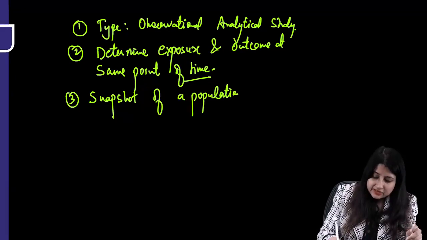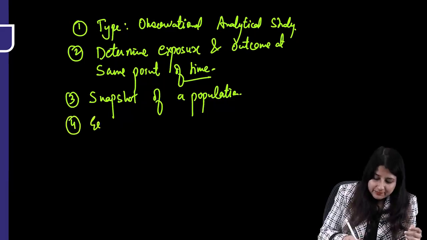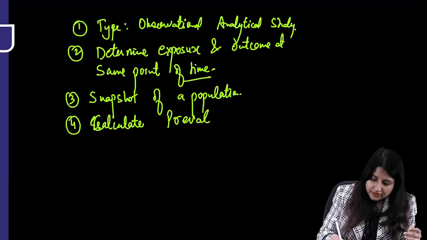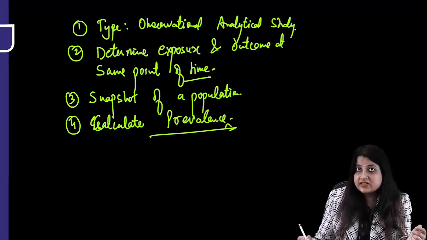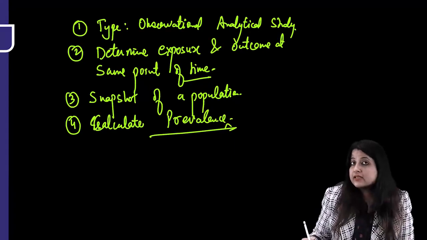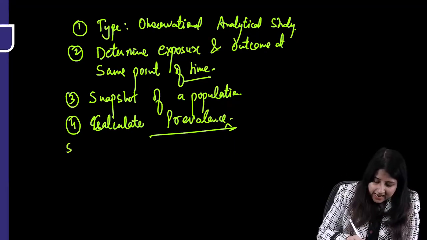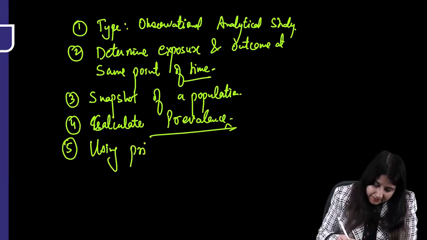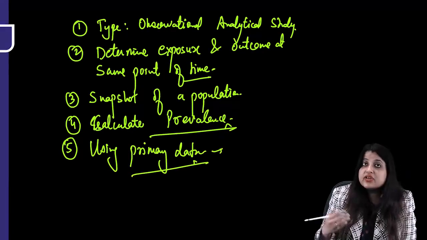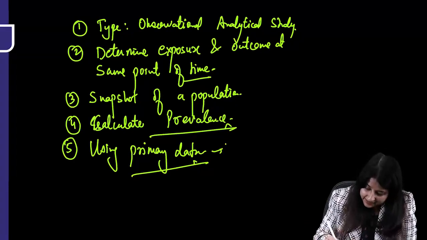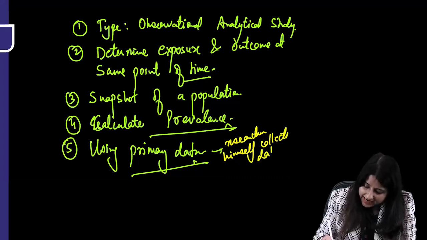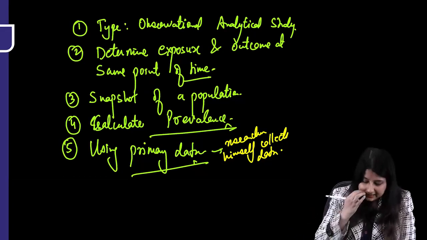So when you determine exposure and outcome, you can calculate a very important measure, the prevalence of a disease. So it is also known as a prevalence study. And it is done using primary data. That means the researcher himself collects data. I am not going to rely on already collected data. I am going to collect the data myself.